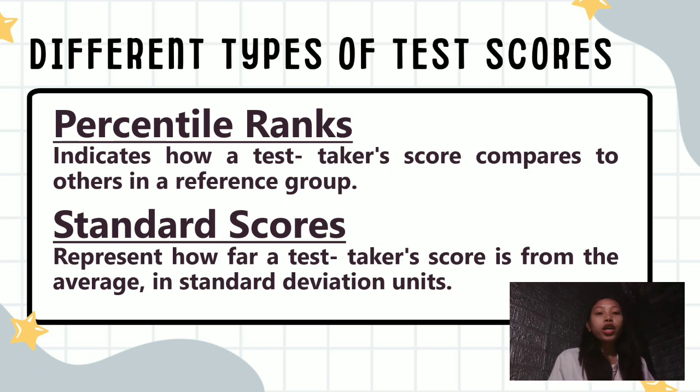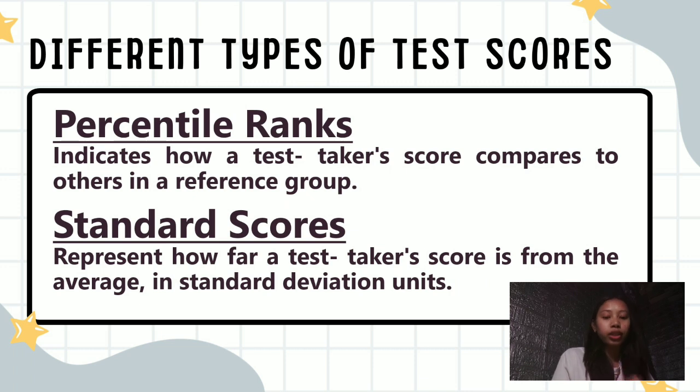Next is the percentile ranks, indicates how a test taker's score compares to others in a reference group. So ang example ani kay pareha sa IS 104 nga ang amoang scores gi-convert ni Sir Harley into percentile ranks para ma-rank kinsa ang pinaka top students. Mao siya example.